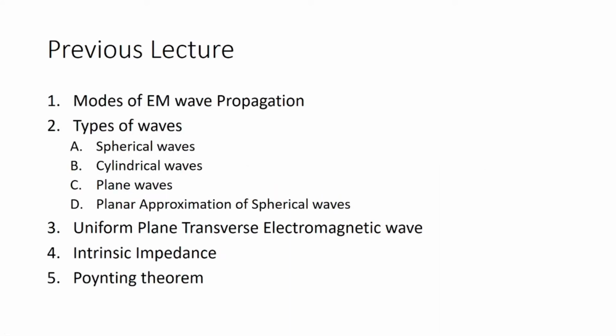In the previous modules, we have seen what are the different modes of electromagnetic wave propagation. And the modes which we have discussed are transverse electrical, transverse magnetic and transverse electromagnetic waves. And then we have discussed what are the different types of waves, and these types of waves are classified based on the shape of the phase front.